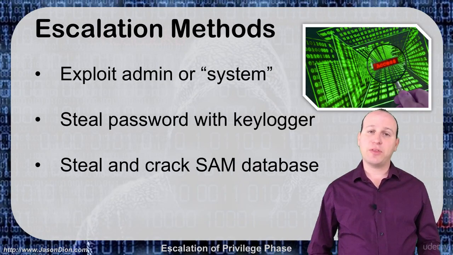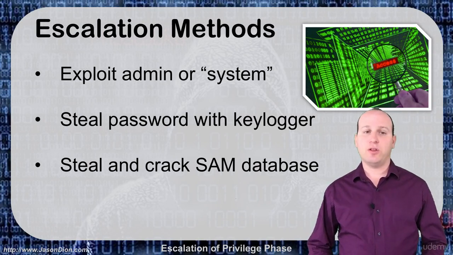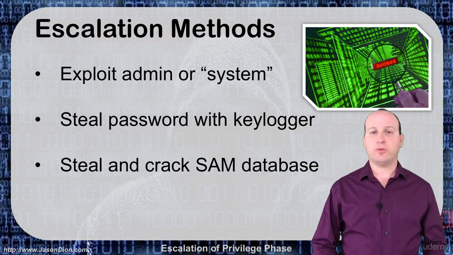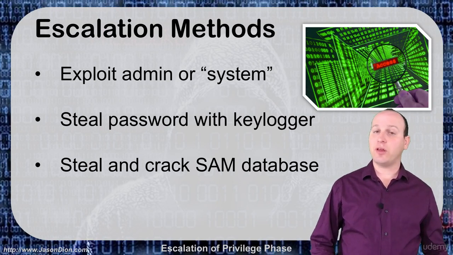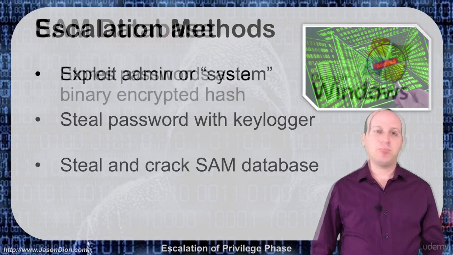So what are some methods of escalation? Well, we can exploit an administrator or a system to begin with. We can steal passwords with keyloggers, or we can crack the password itself. And we can do that through the SAM database in Windows, or we can use the shadow database inside Linux.